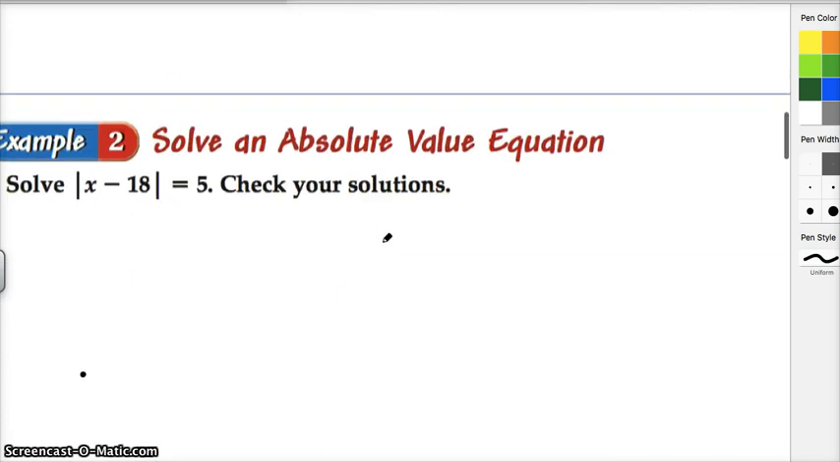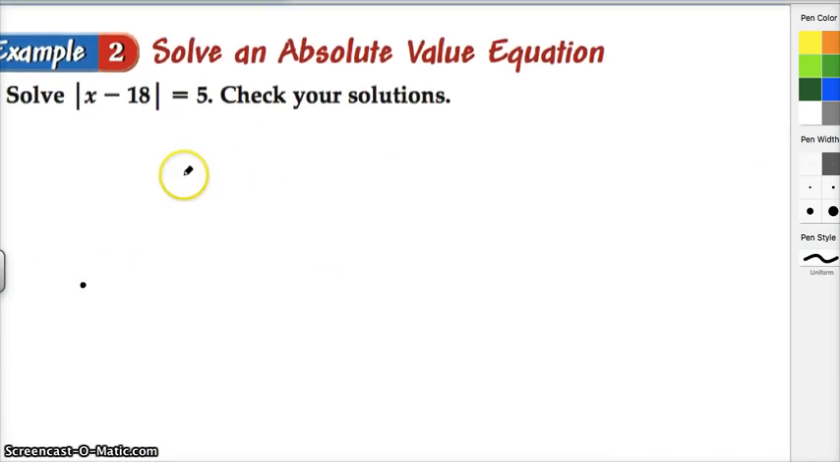Let's look at example 2. In example 2, we're actually solving this absolute value equation. As we mentioned before, if I have the absolute value of x equaling 3, I recognize that this implies 2 possible values for x. X could be -3 or x could be +3.